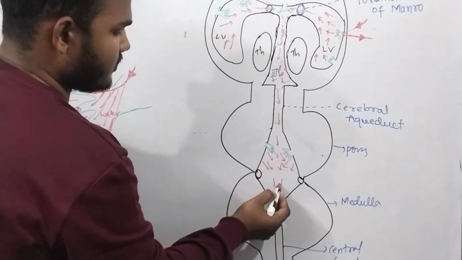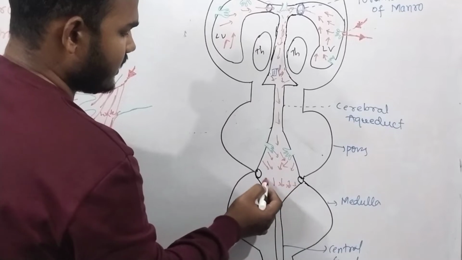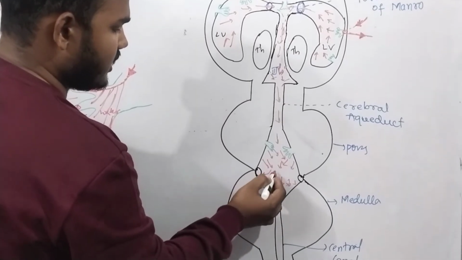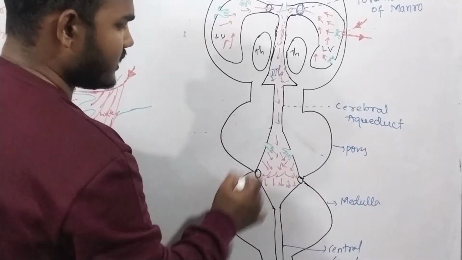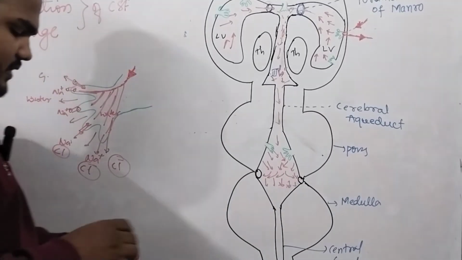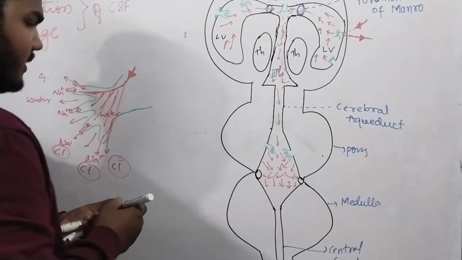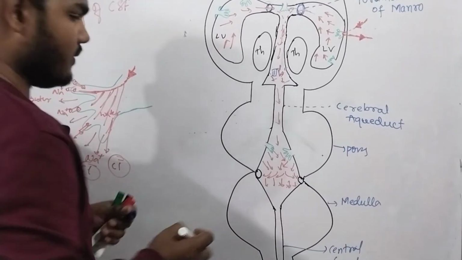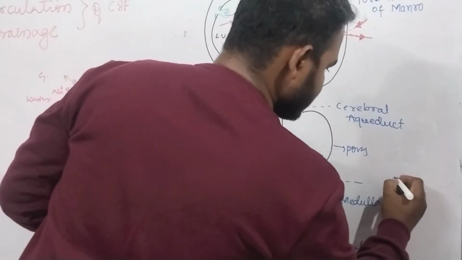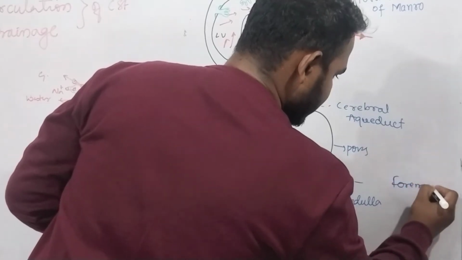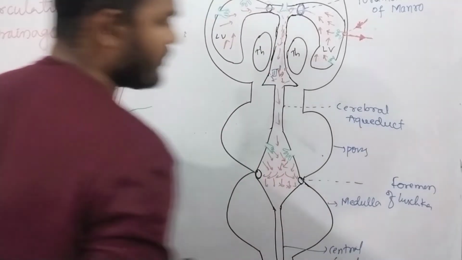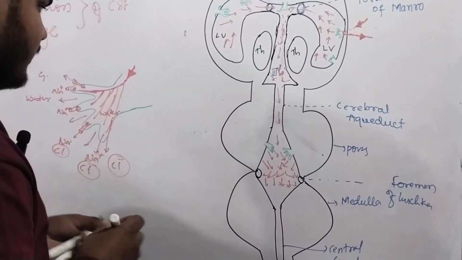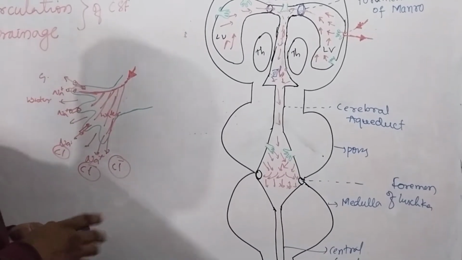Most of the CSF eventually goes into this foramen. This foramen is known as the foramen of Luschka. Foramen of Luschka. This foramen of Luschka is very important.